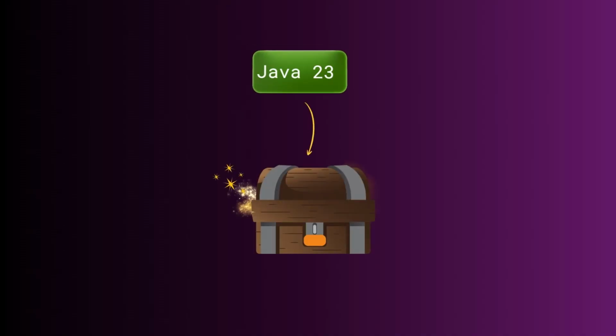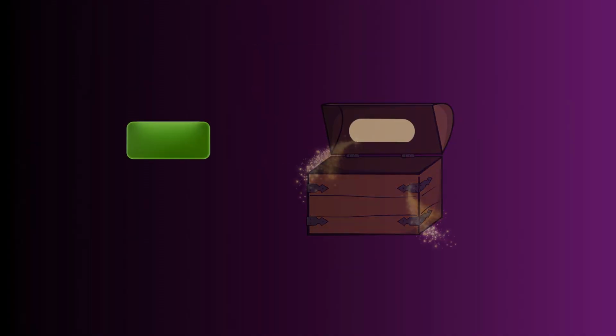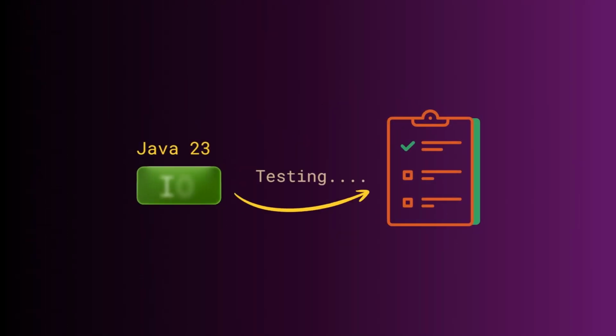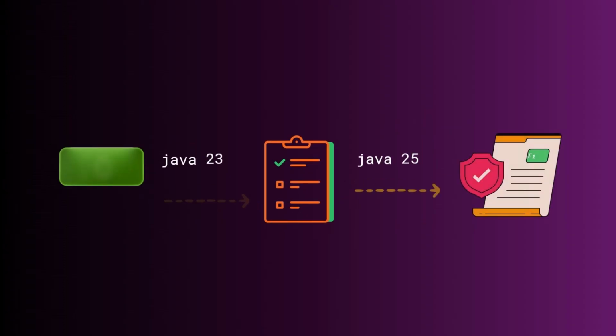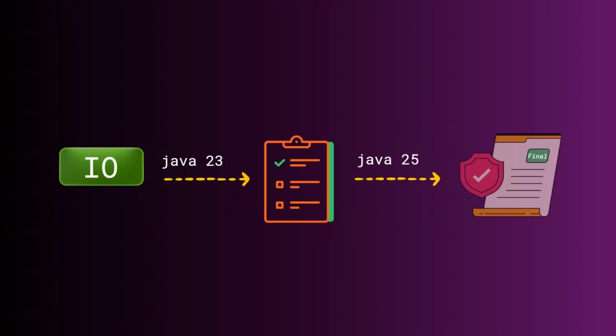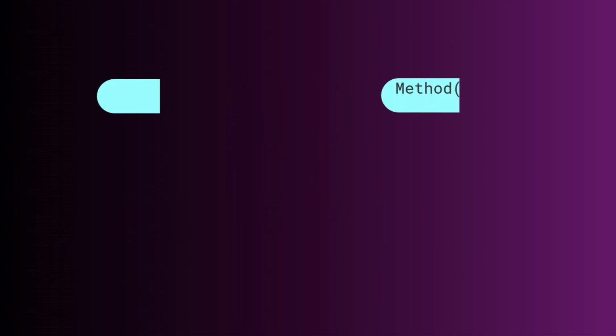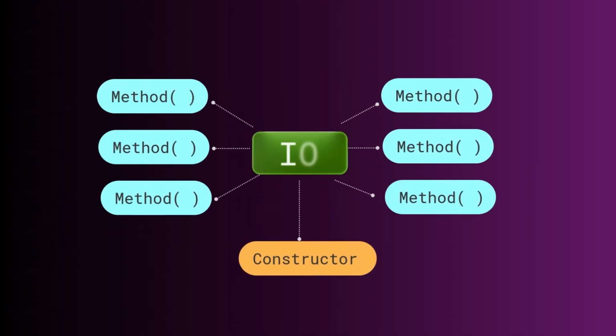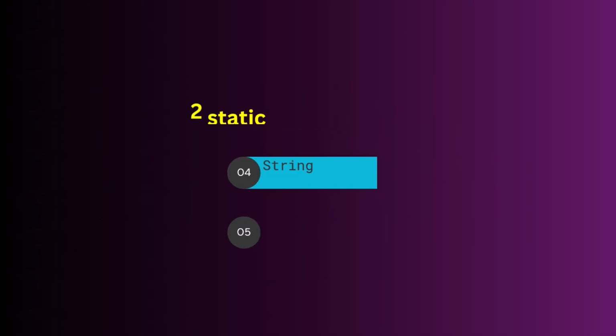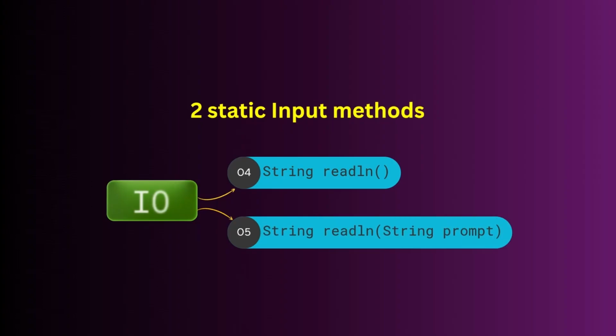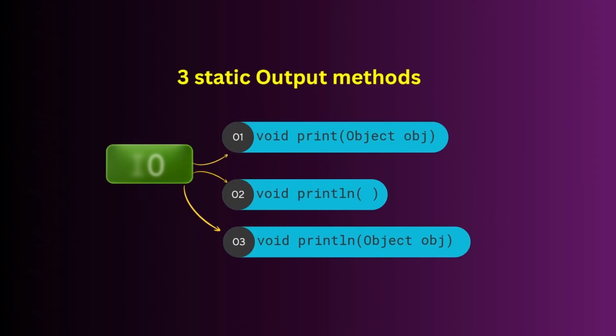And in Java 23, a magic came. They introduced a new built-in class called the IO class. It first started as a testing feature, but it's now final in JDK 25. This IO class is public and final both. It has almost 6 methods present in it and just one constructor: 2 static input methods and 3 static output methods, and I will show you how you can use these methods.